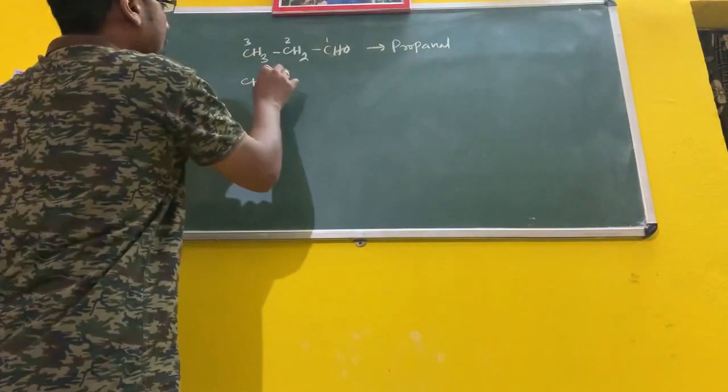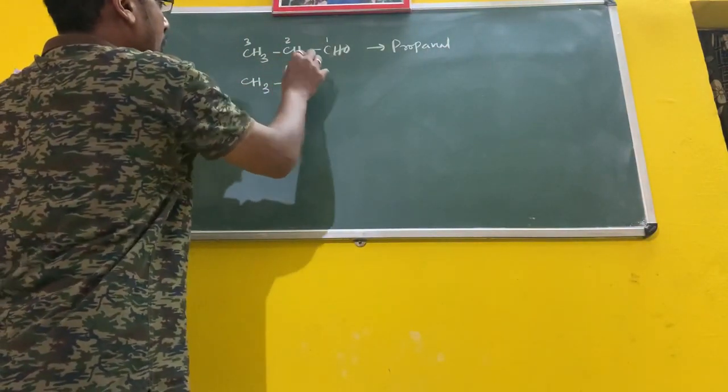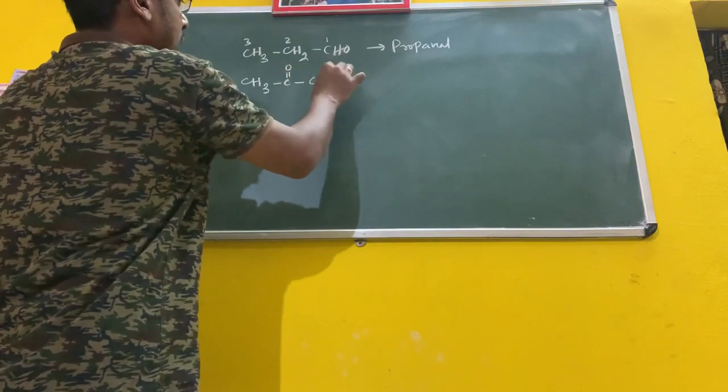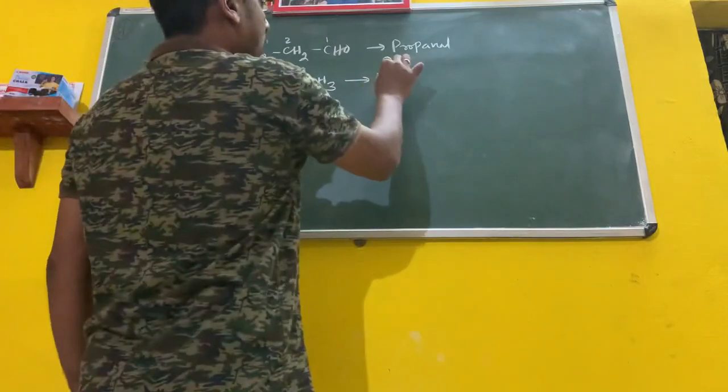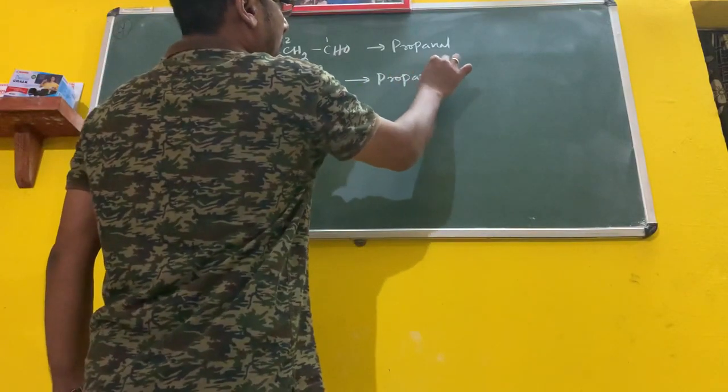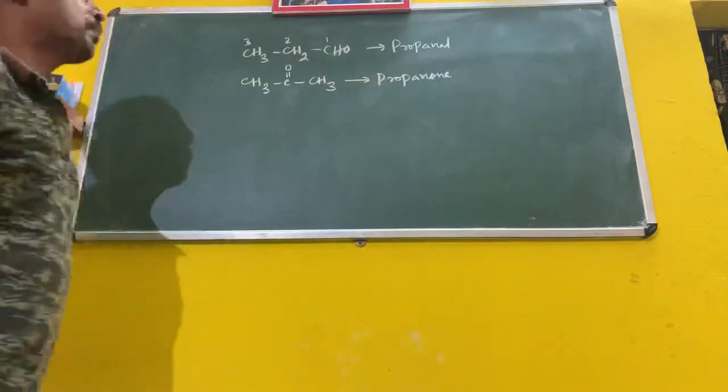Similarly, for a ketone, suppose C double bond O with CH3 on either side. It will be numbered 1, 2, 3. It is propanone. This one is propanone.